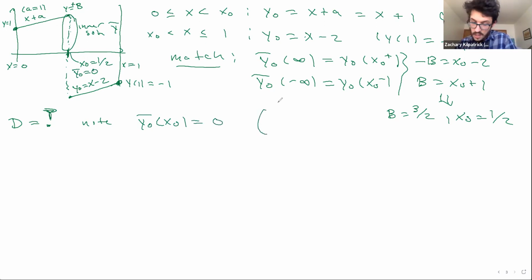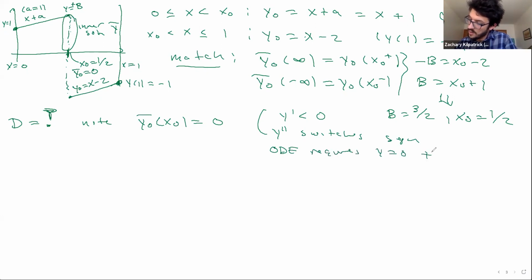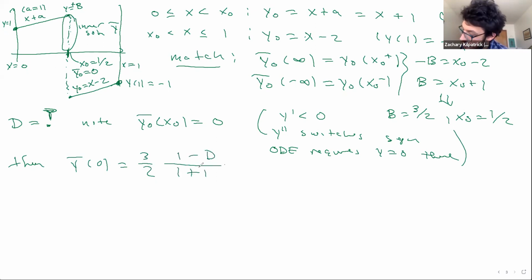So, and that's because y prime is less than 0, and y prime prime has an inflection point there. And it switches sign. And so the ODE then requires that y equals 0. All right, well then that means that y bar at 0 is equal to 3 halves times (1 minus d) over (1 plus d) equals 0. The only way that can happen is if d equals 1, okay?